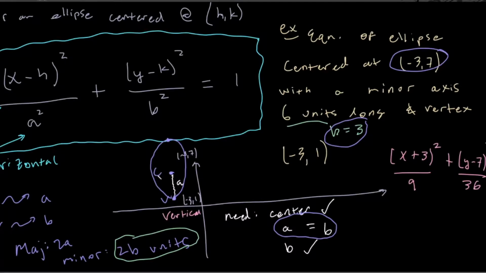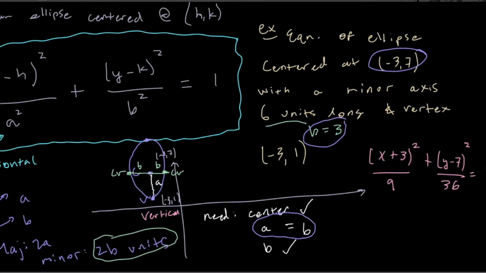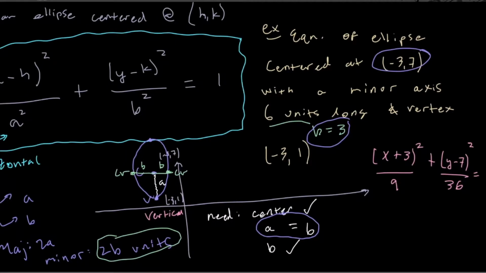And so it tells us that the minor axis is 6 units long. So in other words, this is 6 units from one co-vertex to the other. And the distance from co-vertex to co-vertex is 2b. So by telling us the entire minor axis, it gives us 2b, so b must be half of that, or 3. Okay, that makes sense. Thank you.